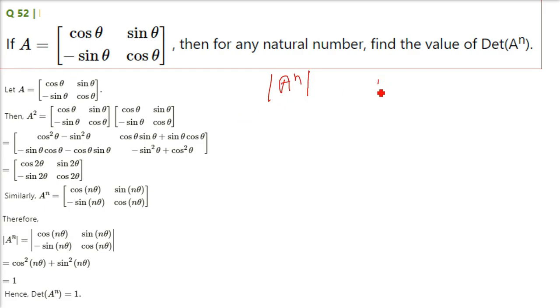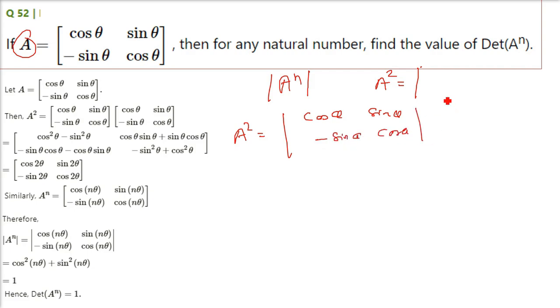So let me just give you an idea. This A, I'll multiply A twice. That is, we'll try to find out A square. So we'll properly multiply it, and then we'll generalize it. A square is what? Cos theta sin theta, here you have minus sin theta cos theta. Multiply it again. So we have this cos theta sin theta, minus sin theta and cos theta.